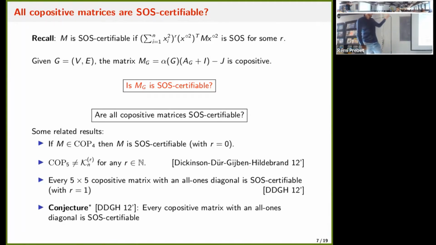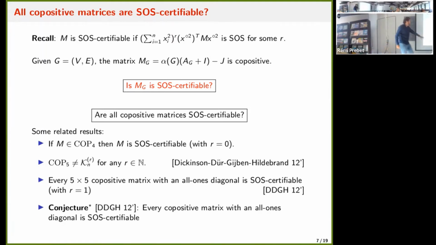Actually, in the last months, a more general result was shown, that the copositive cone of size 5 is not the projection of a spectrahedron. In particular, this shows that this cannot be the result. And it was shown that every 5x5 copositive matrix with an all ones diagonal is SOS certifiable. That's also true. And it was conjectured that every copositive matrix with an all ones diagonal is SOS certifiable.